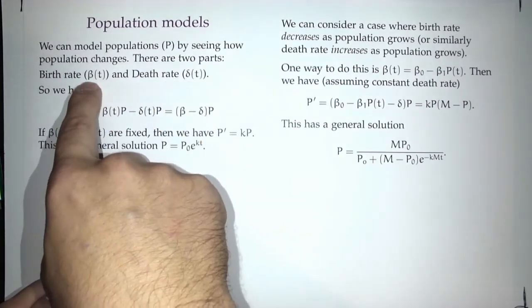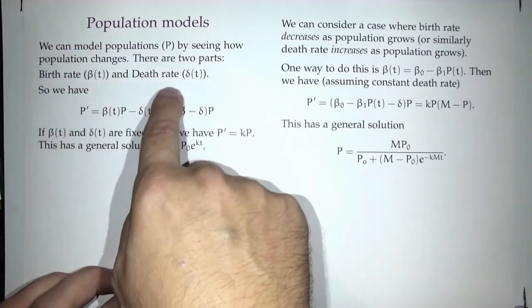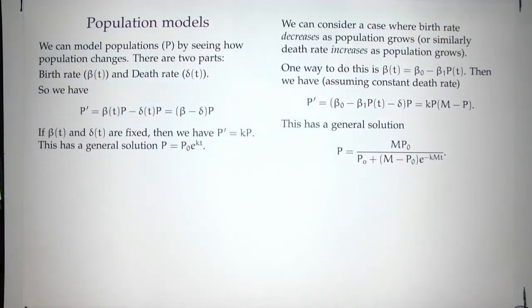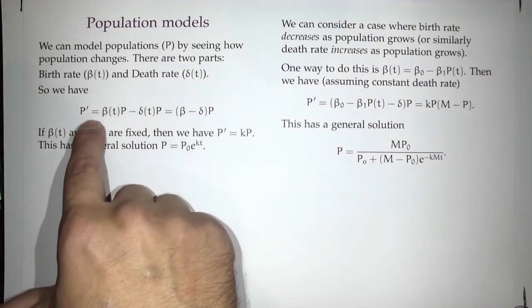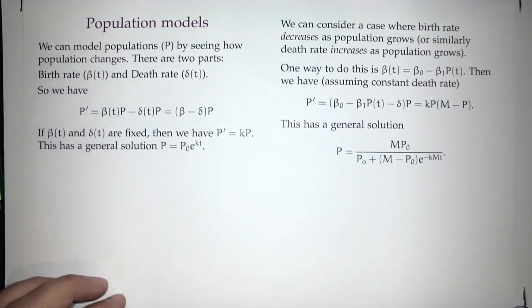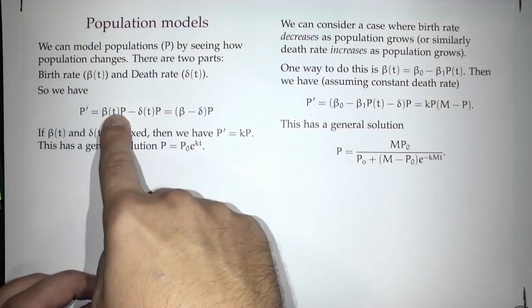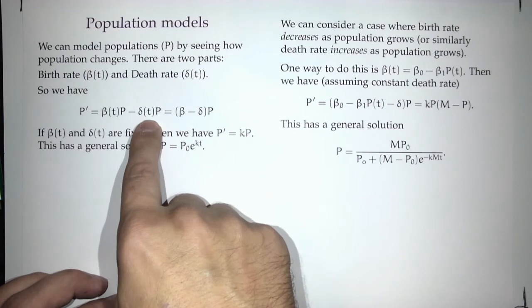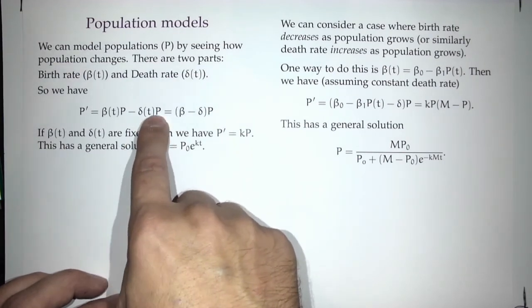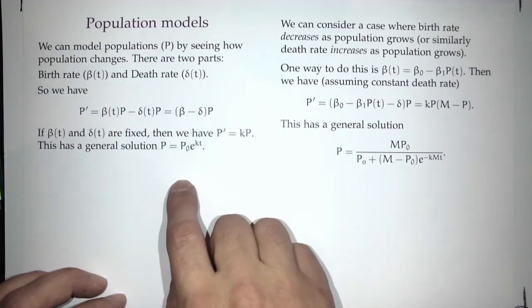You'll notice that the book uses beta and delta, because beta is for birth, with the B's going on, and delta is for death, with the D's going on. So the change in population is the birth rate times the population, because we're thinking of that as a rate. The birth rate isn't how many people are being born, it's the rate at which people are being born. So when you multiply that by p, that's the total number of people born. And the death rate, similarly multiplied by p, is the total number of people who die. So what we get is beta minus delta times p.